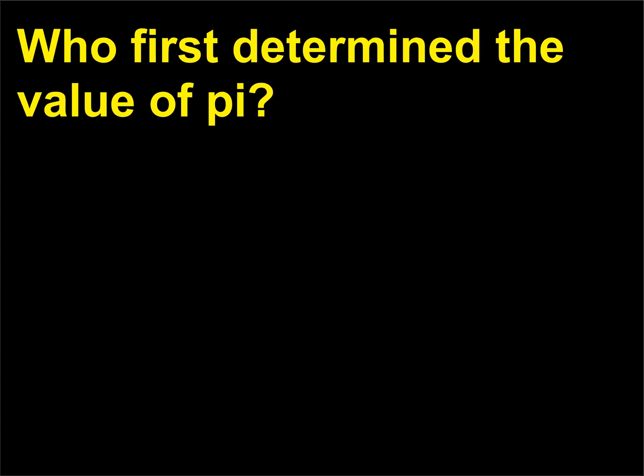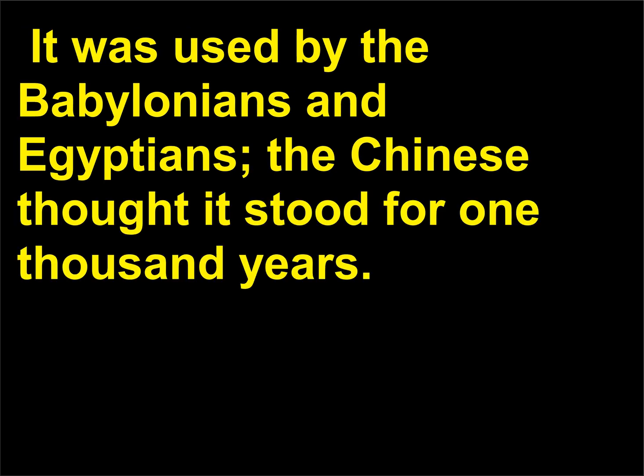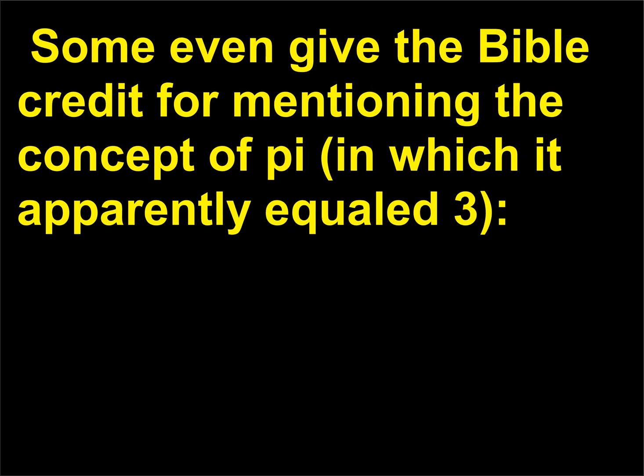Who first determined the value of pi? People have been fascinated by pi throughout history. It was used by the Babylonians and Egyptians. The Chinese thought it stood for 1,000 years. Some even give the Bible credit for mentioning the concept of pi, in which it apparently equaled 3.